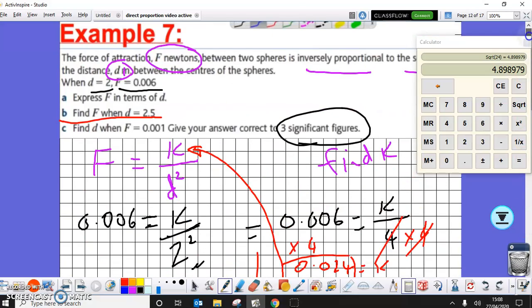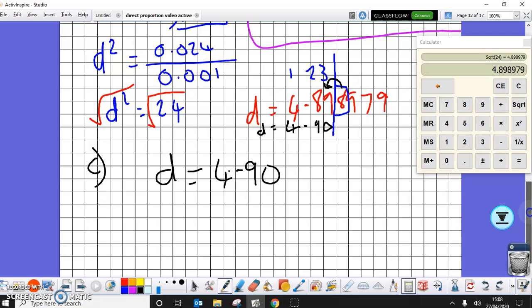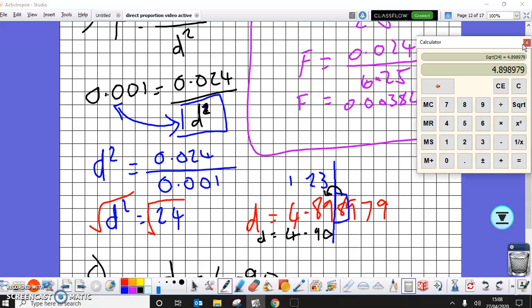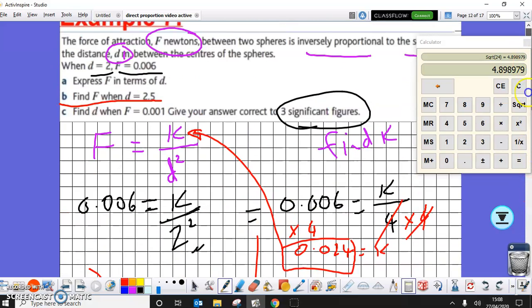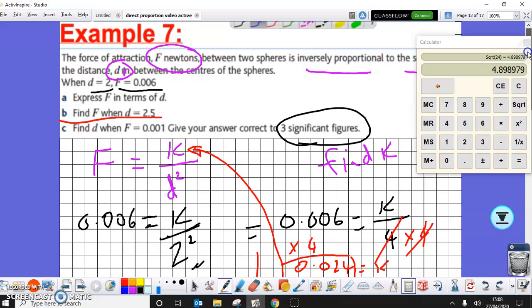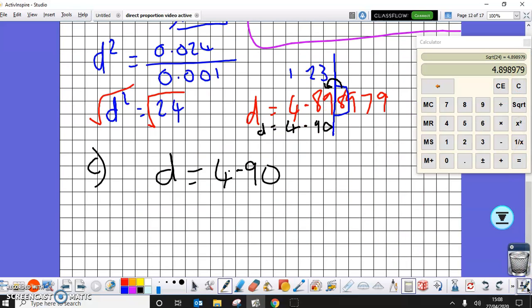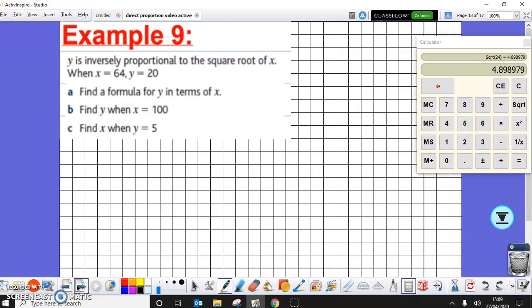And again, remember, that's D, and D is in meters. And that's our answer. Okay, last one, example 9.